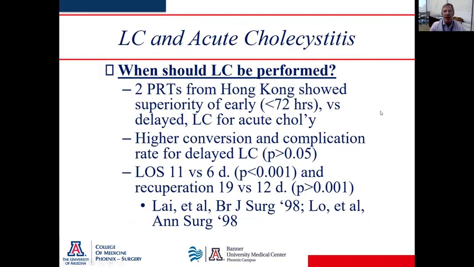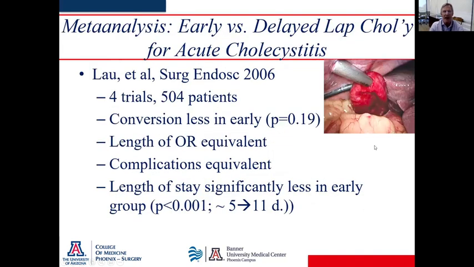So what about lap chole and acute cholecystitis? There were 2 prospective randomized trials in the late 90s from Hong Kong, both showing a superiority of early versus delayed lap chole, with higher conversion and complication rate when delayed more than 3 to 7 days after the initiation of acute cholecystitis. And the length of stay was longer and the recuperation rate was longer. So it was thought that early cholecystectomy is better than late.